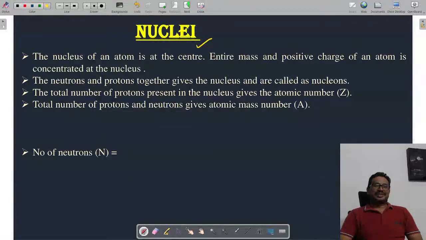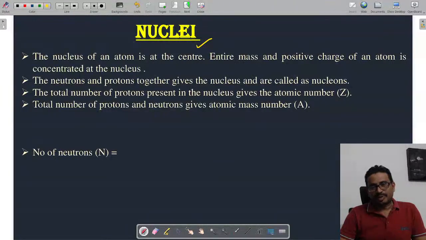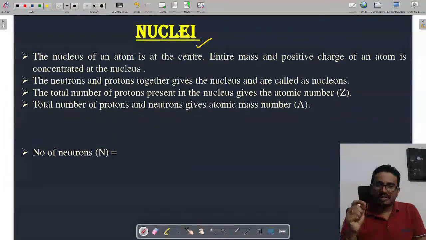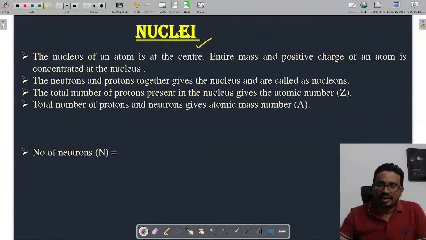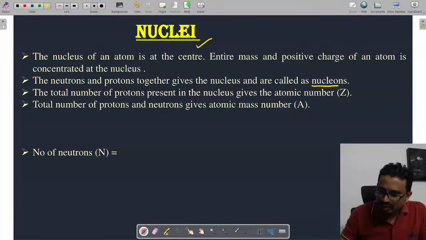Nucleus means it consists of neutrons and protons. Previously we have discussed the electrons. Previously we have the atoms. Atom consists of what? Electrons, protons, neutrons. And the electrons will revolve around the nucleus. The protons and neutrons together are called nucleons. The protons and neutrons are called what? Nucleons.